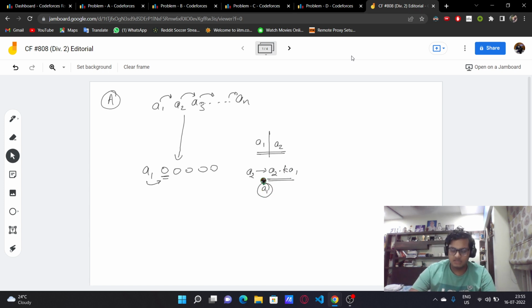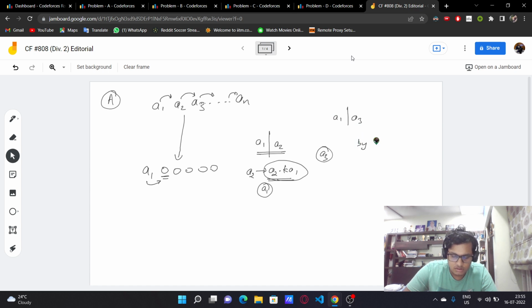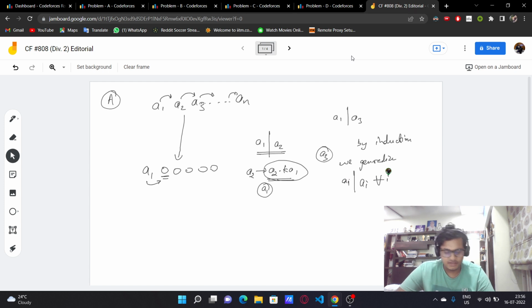And this tells us that we'll be subtracting this number or numbers of this form from a3. And a3 has to be 0 after all the subtractions. So that tells us that a1 also divides a3, and so on by induction. We can generalize that a1 divides ai for all i, if it is possible to reach the final state of a1, 0, 0. So this is the condition that we need, and then we just implement it via the code.